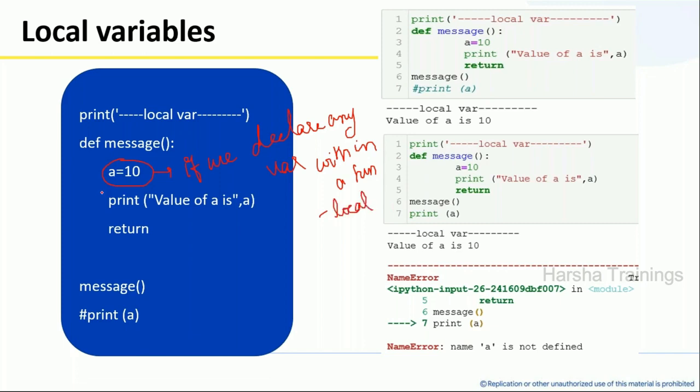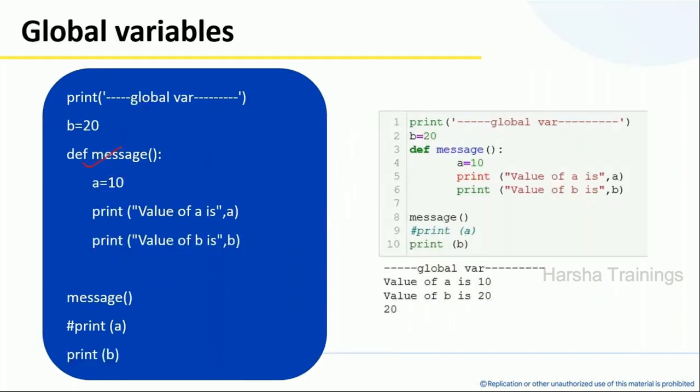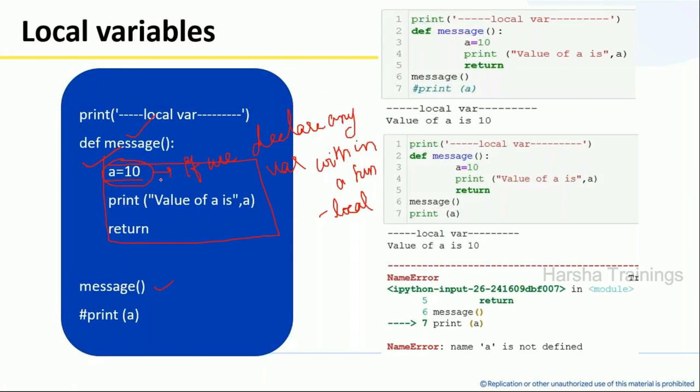Okay, now here I have declared a function and a variable a. This is the block of the code. This is my function definition and this is my function call. A equal to 10, I have declared within the function definition called message. So shall I call this a as 10? Can you please respond? If we declare any variable within the function definition, I will call this variable a local variable.